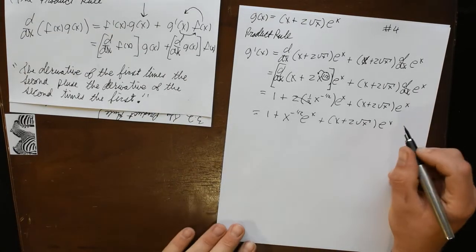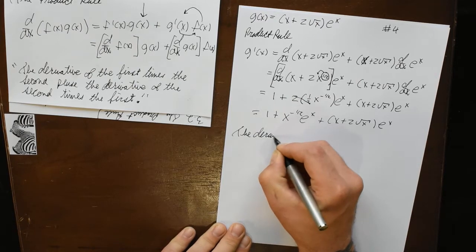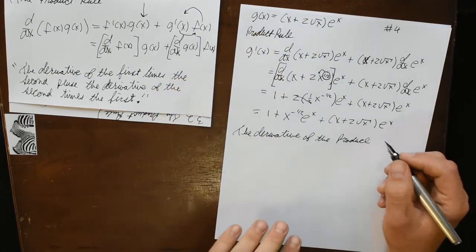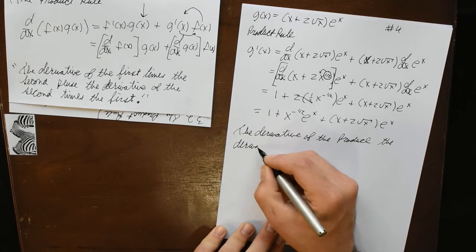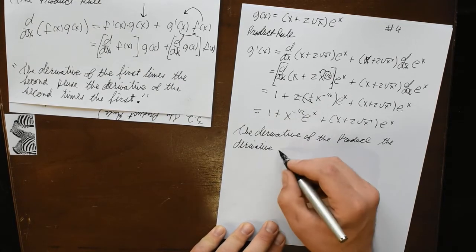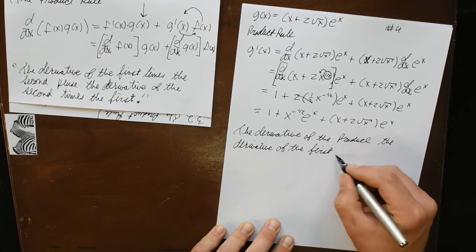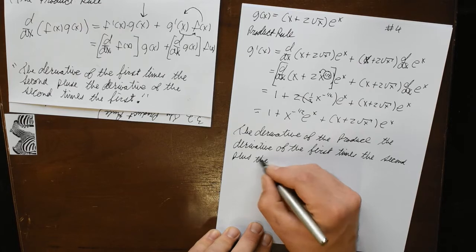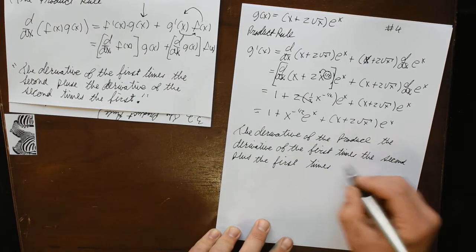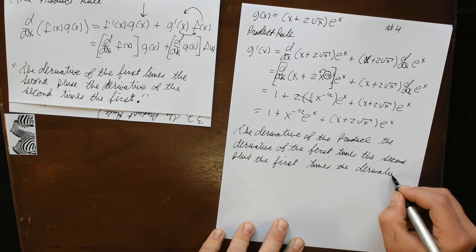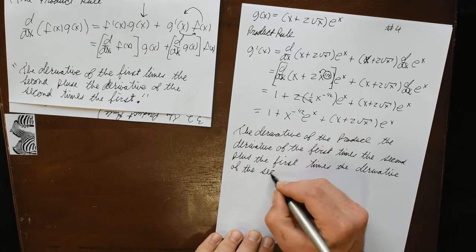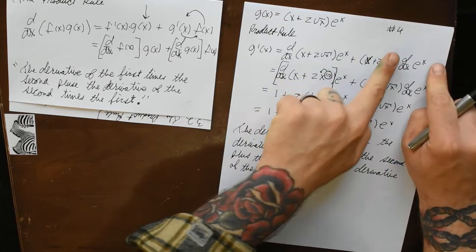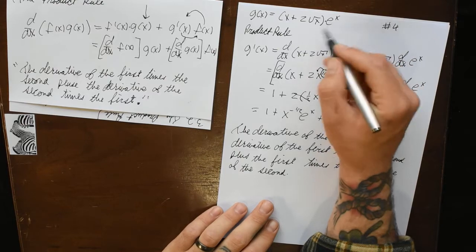And I know I have it written over here, but I'll say that the derivative of the product is equal to the derivative of the first times the second plus the first times the derivative of the second. Derivative of the product is equal to the derivative of the first times the second plus the first times the derivative of the second.